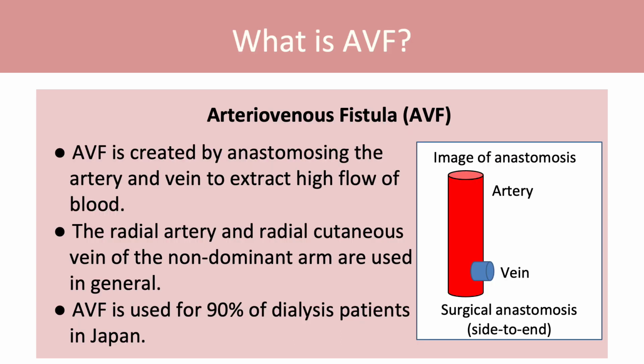AVF refers to autologous endovascular shunt, and is created by anastomosing the artery and vein as shown in the figure in order to extract a high flow of blood. It is generally created on the forearm of the non-dominant arm. The radial artery and radial cutaneous vein are the most commonly used vessels for AVF. AVF is used by 90% of dialysis patients in Japan.